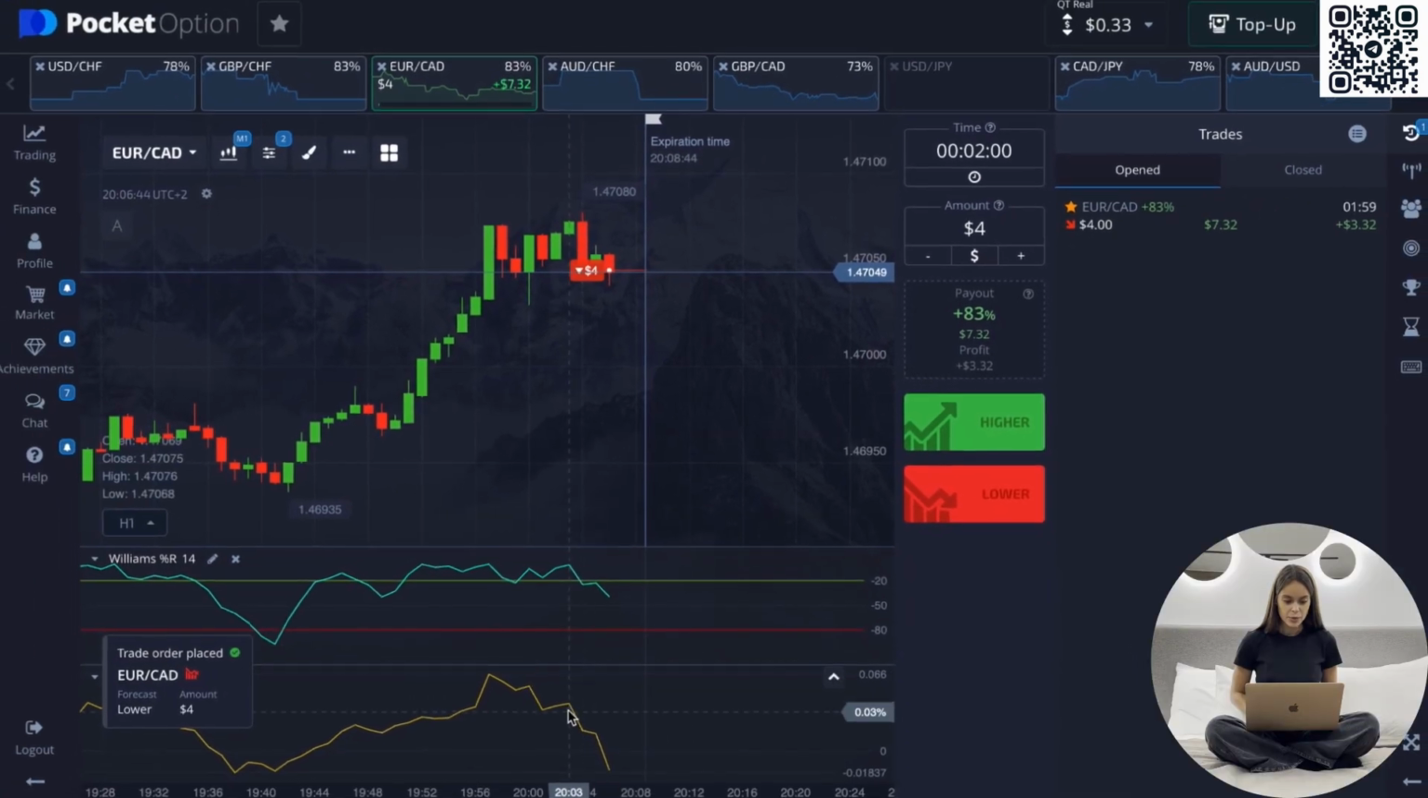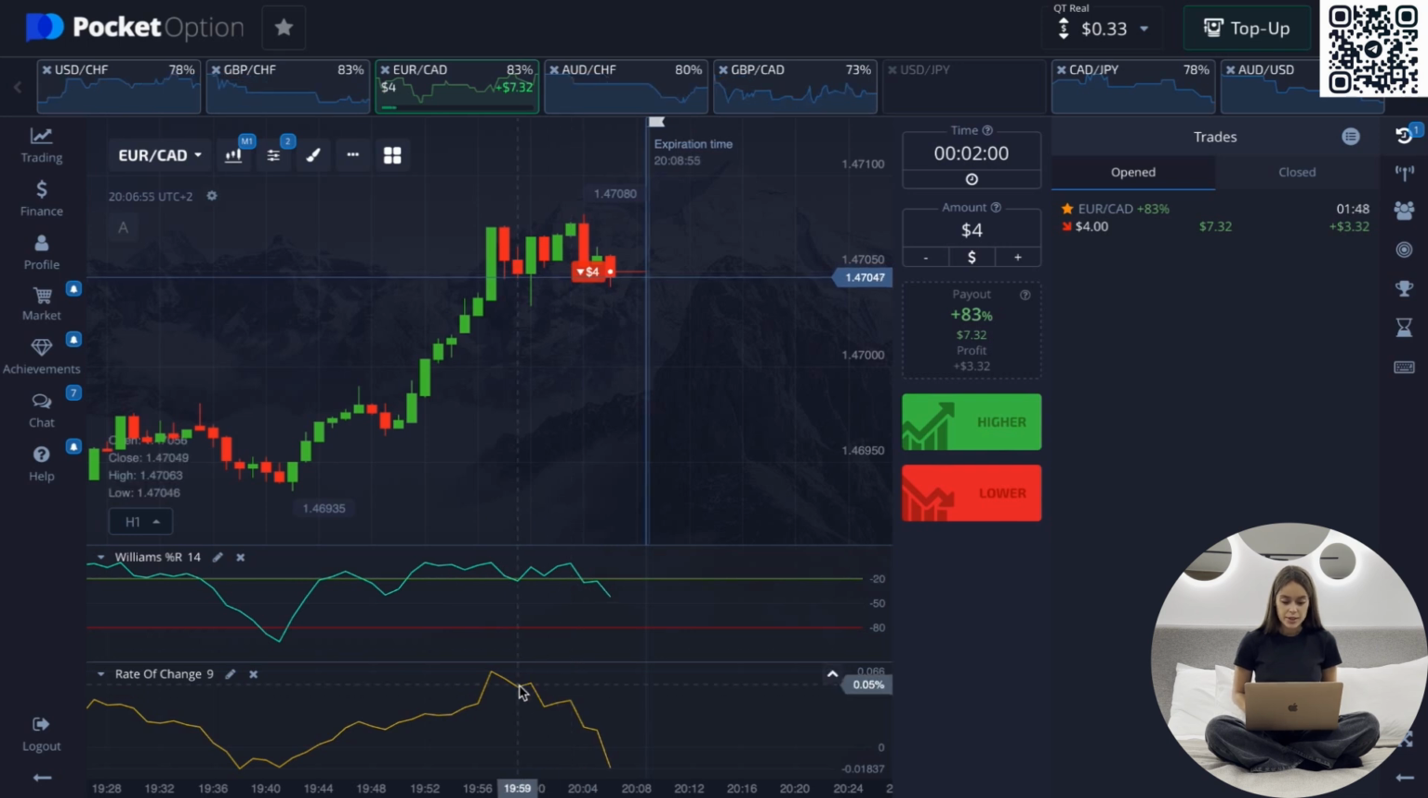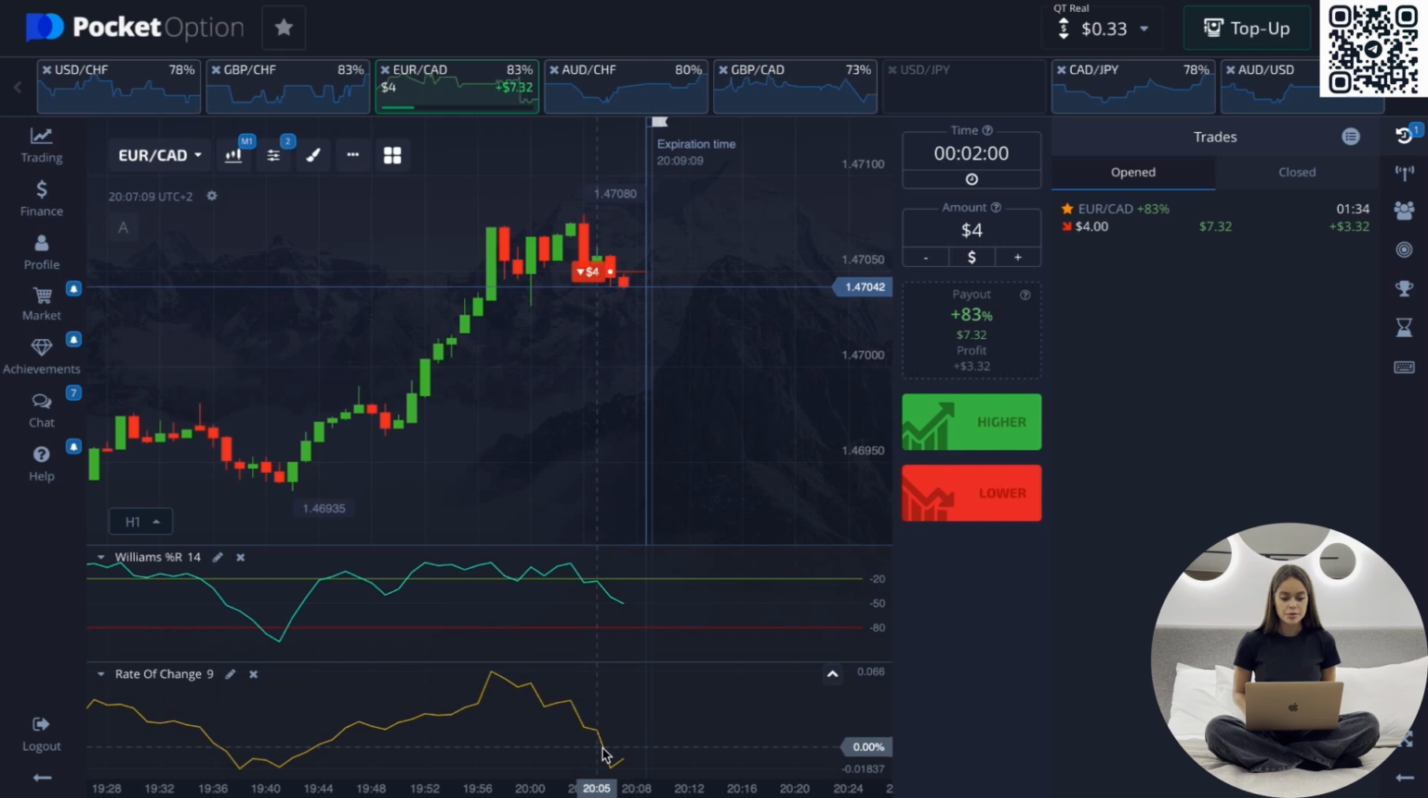So in this example, we see that on the Williams Percent Range indicator, the price was in the overbought zone, above the -20 value. After that, I looked at the Rate of Change indicator, and the indicator line was higher than 0.05%. And then I also saw the intersection of the Rate of Change indicator line with the zero line from top to bottom. It was a sell signal, so here we open a 2-minute drop deal. We are waiting for the completion of this transaction.